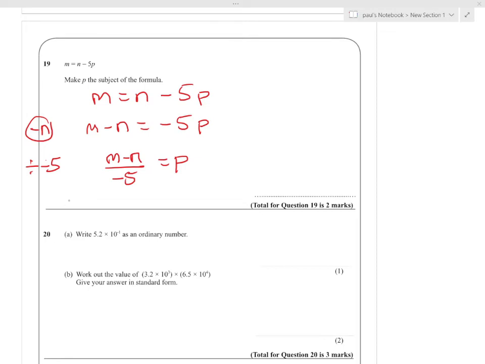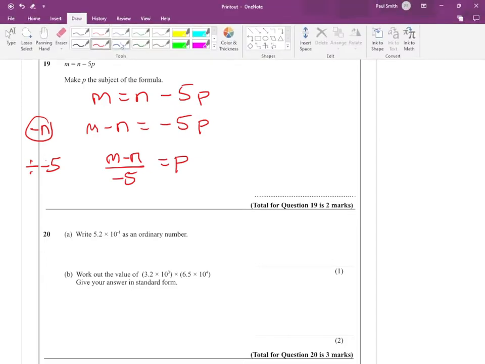What did they get it as? N minus... Oh, they put the letters the other way around. Oh, right. N minus 5. They've got that as a positive. So I'll do it round the other way for you, right?